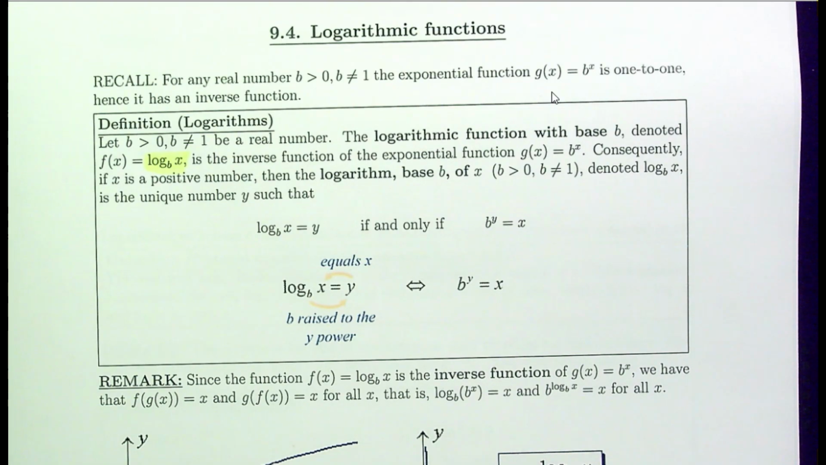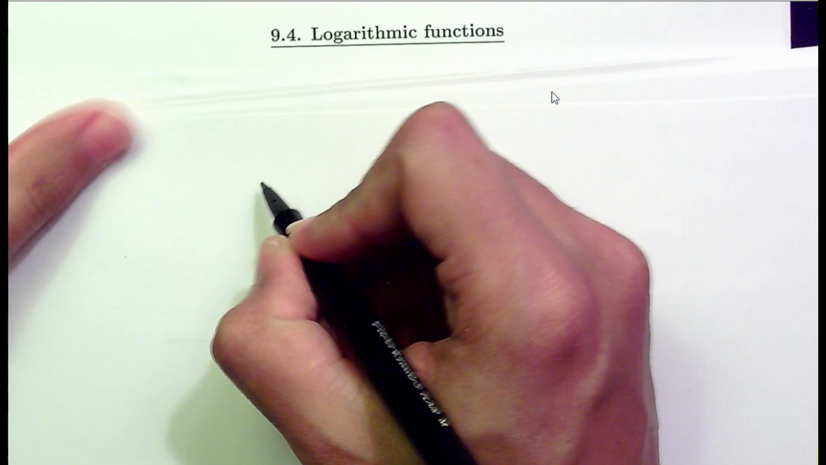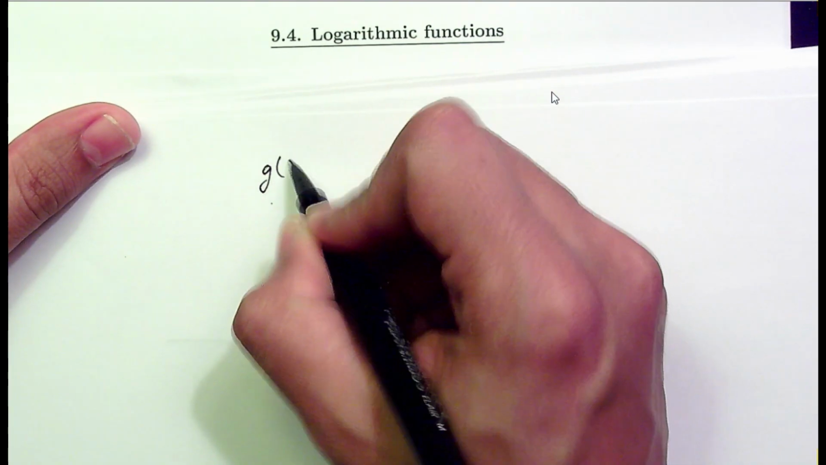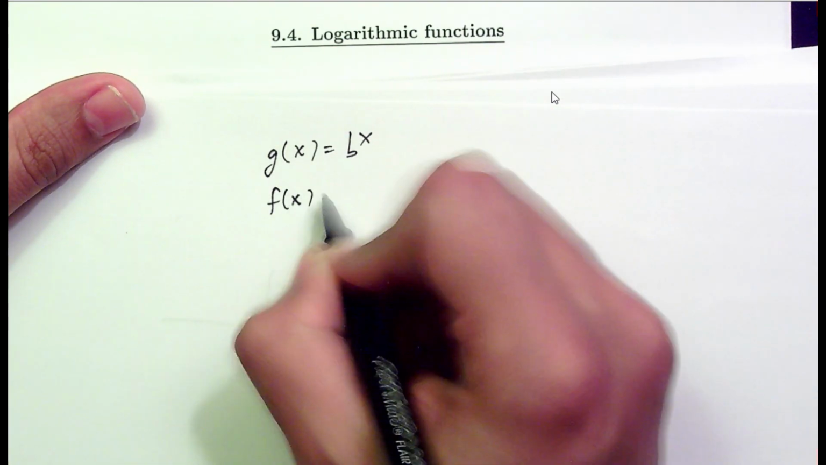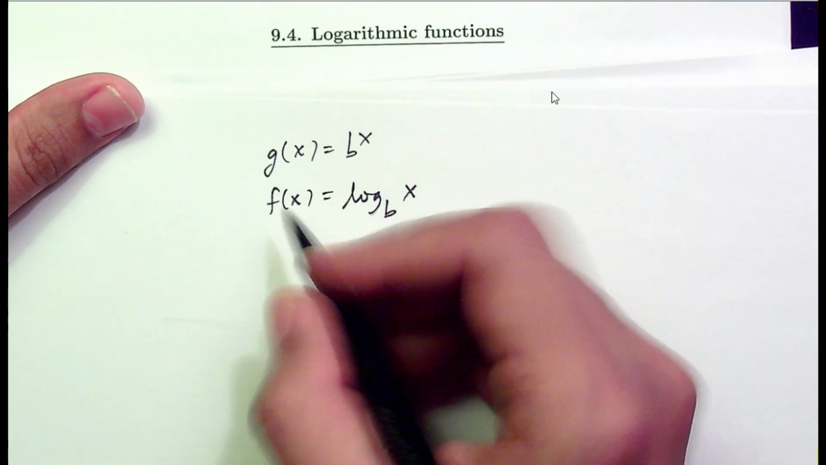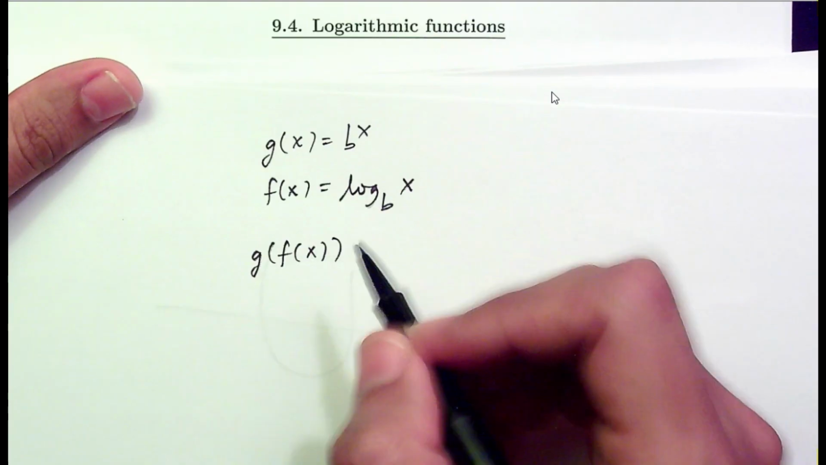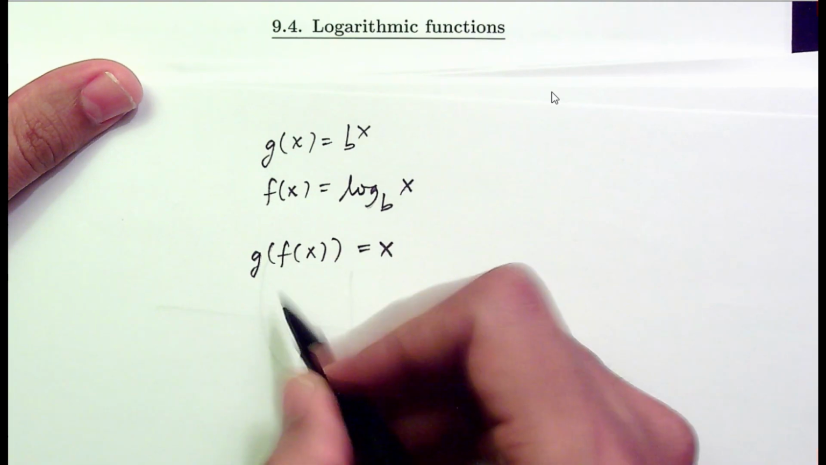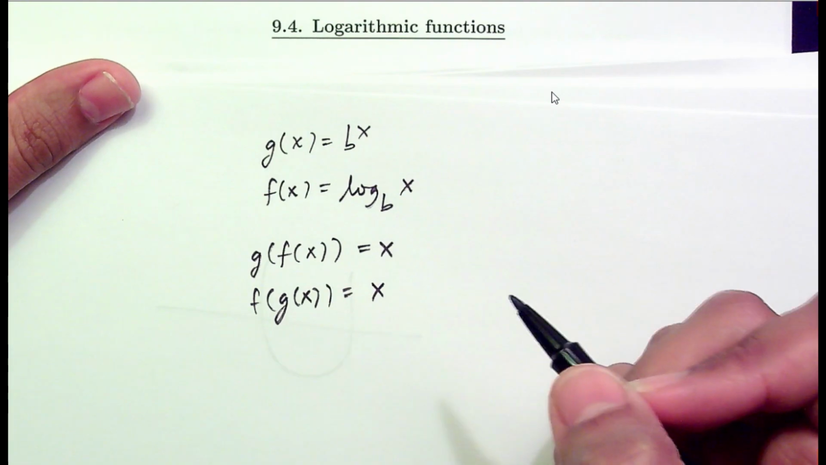So therefore, when you combine it with a corresponding exponential function, they cancel each other off. That means that if you have, let's say, g of x is b to the x, and f of x equals log base b of x, these two functions are inverses of each other. So if you compose them, they cancel each other off. The g and the f cancel and give you back x. And if you do it from the other side, same thing is true. So the f and the g cancel each other off.